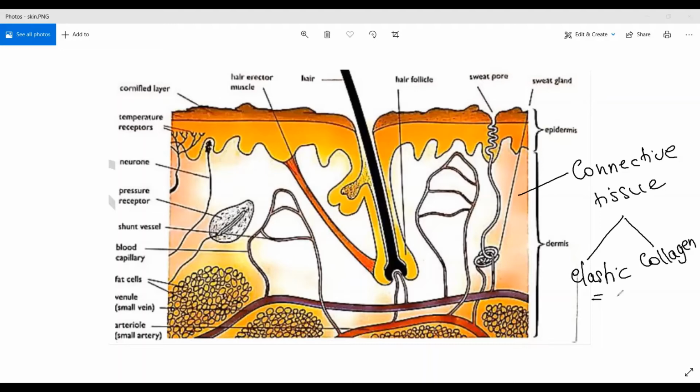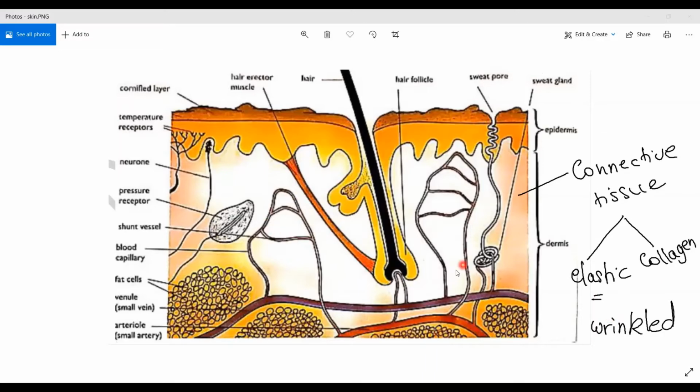When somebody gets older, elasticity is lost and the collagen becomes less. That's why old people's skin becomes wrinkled. Wrinkled means having folds, because of the loss of elasticity and the drop in the amount of collagen in the dermis. But what does the dermis contain? The dermis is formed of connective tissue that has a lot of elastic fibers and collagen fibers.